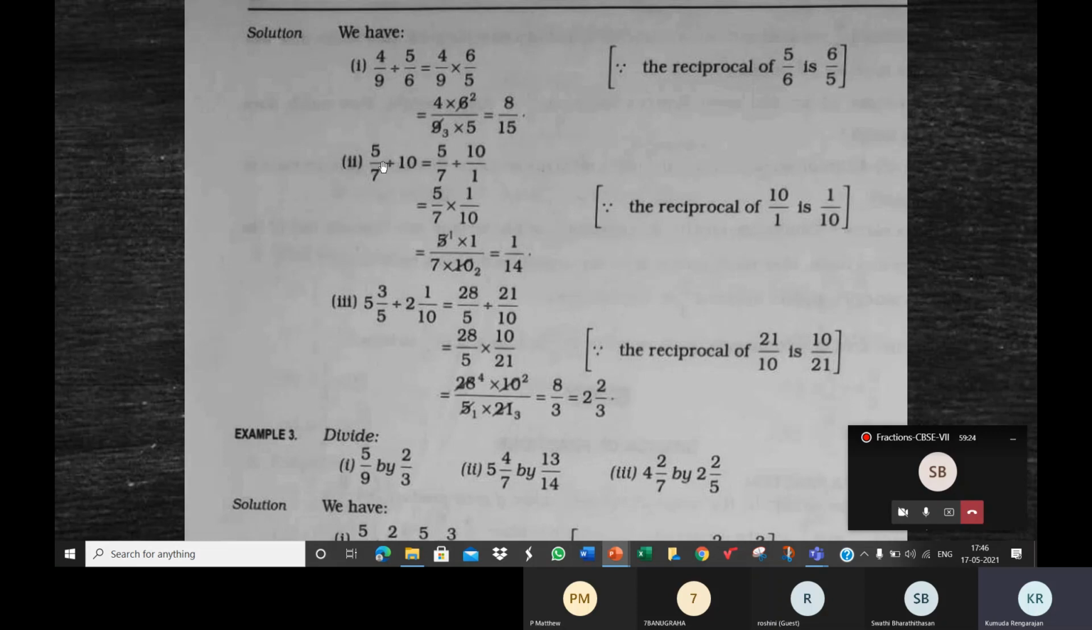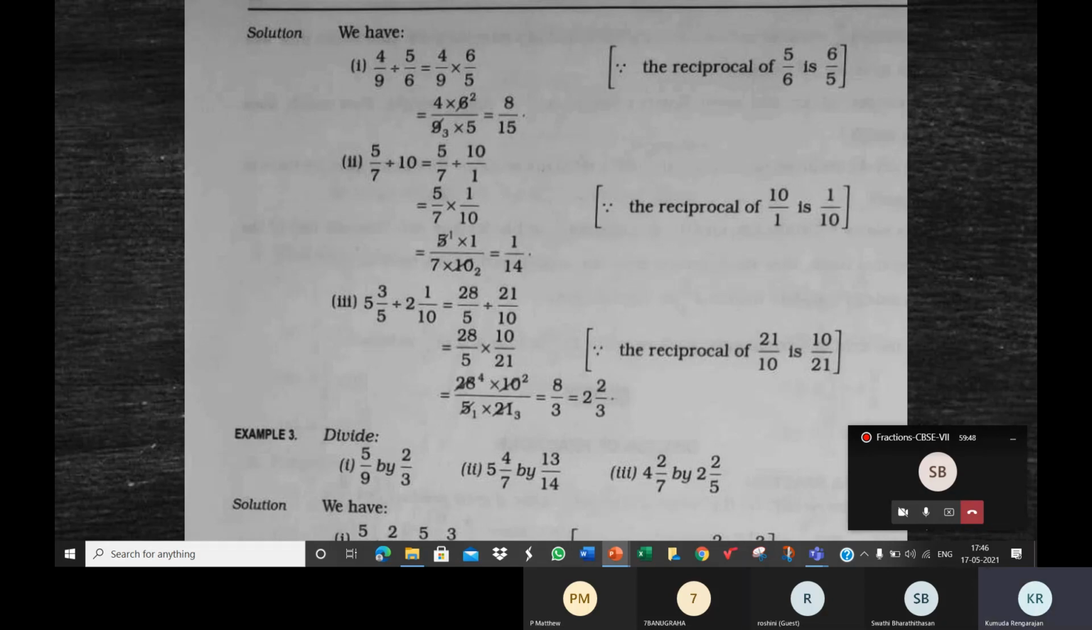So 5 by 7 divided by 10 by 1. We are just writing 10 as 10 by 1, with the same division sign. So in the next step, 5 by 7 as it is, division becomes multiplication. We should write the reciprocal of the second fraction. So 10 by 1 is written as 1 by 10.